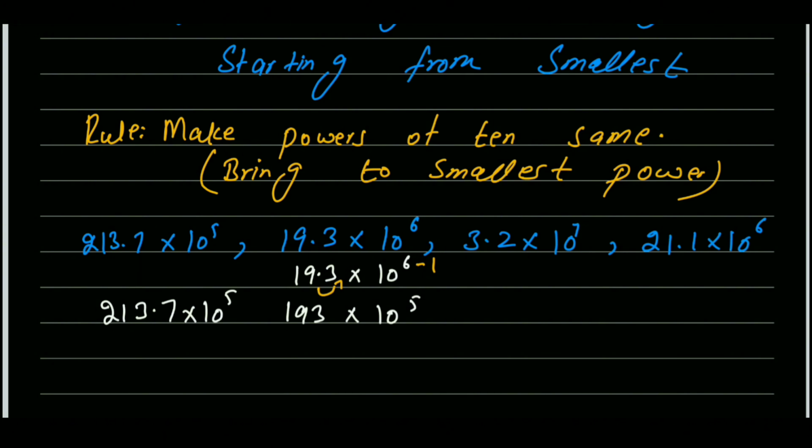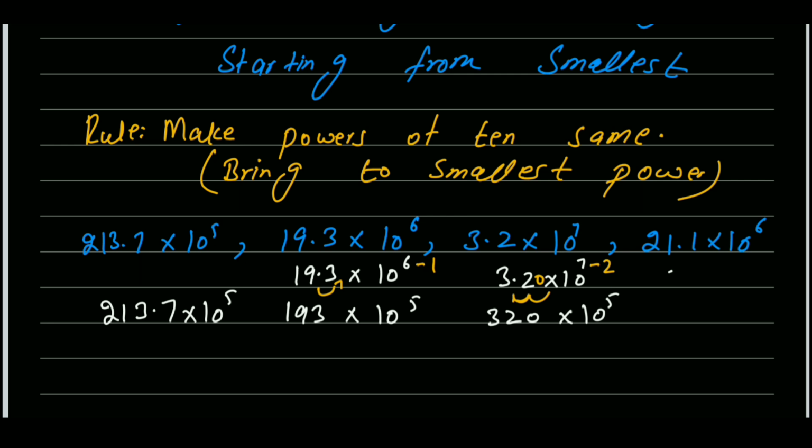And next, 3.20 multiply 10 raised to power 7. You have to make it 5, so you have to subtract two numbers from the power, and your decimal will move two numbers right side, so you will put 10. It will become 320 multiply 10 raised to power 5.